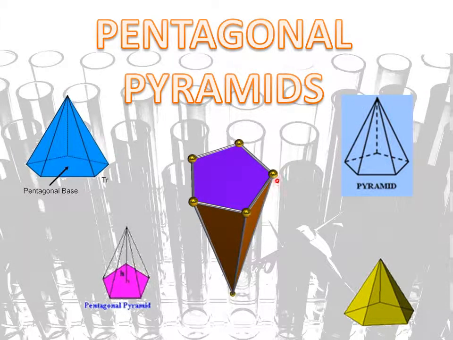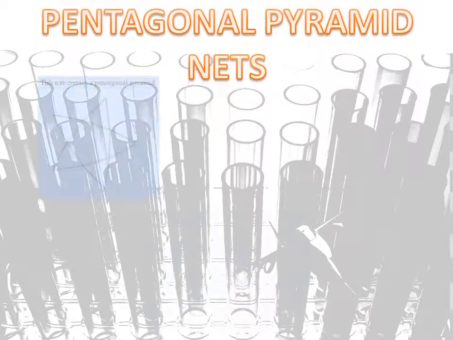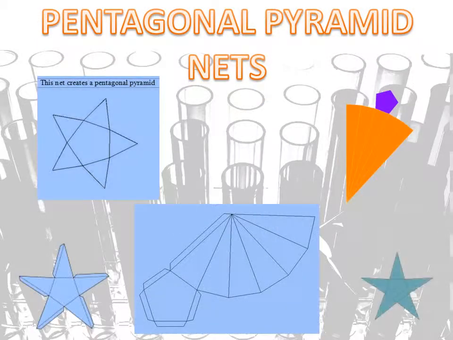Pentagonal pyramids have a pentagon or five-sided shape as a base. Note how the sides are still triangles which lead up to the apex. Here are some pentagonal pyramid nets.